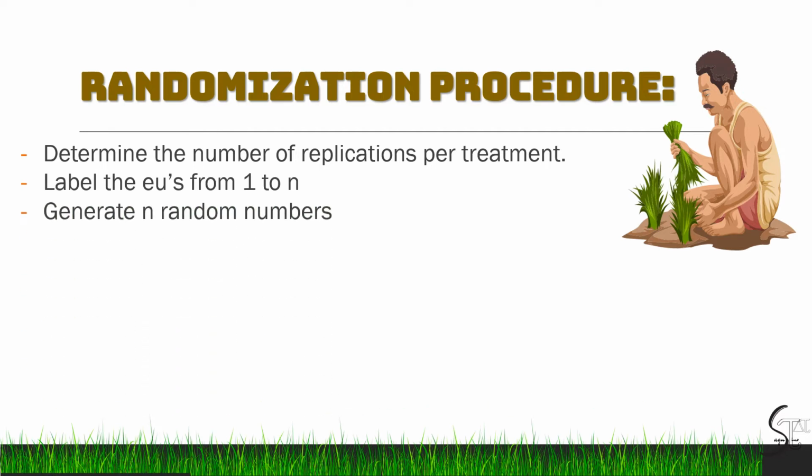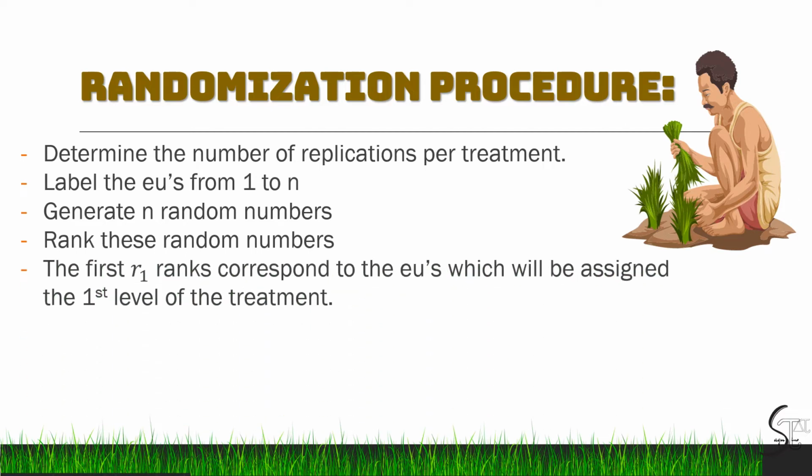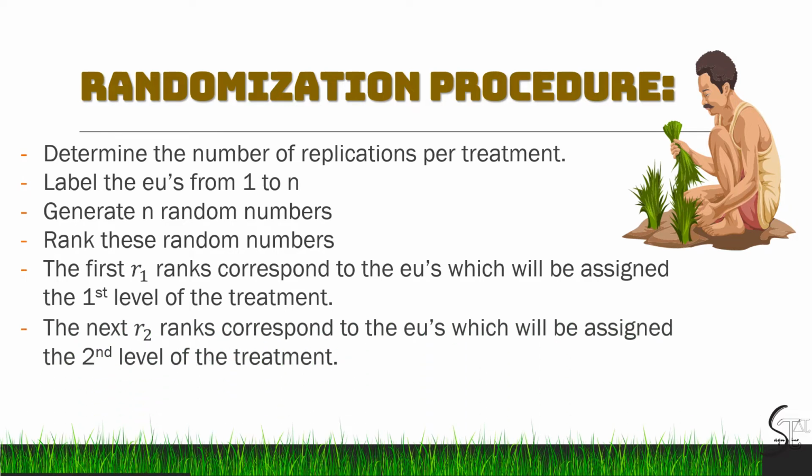And then generate n random numbers. How do you generate random numbers? If you have a scientific calculator, then you could use it to generate random numbers. Or you could use the random numbers tables. And then rank these random numbers, and the first ranks correspond to the experimental units which will be assigned the first level of the treatment.